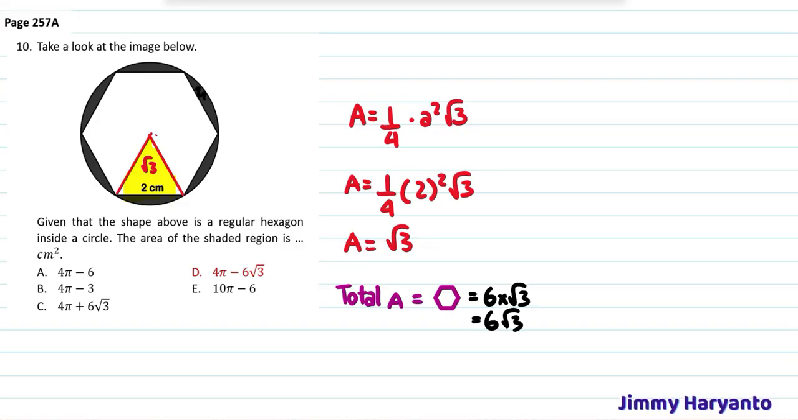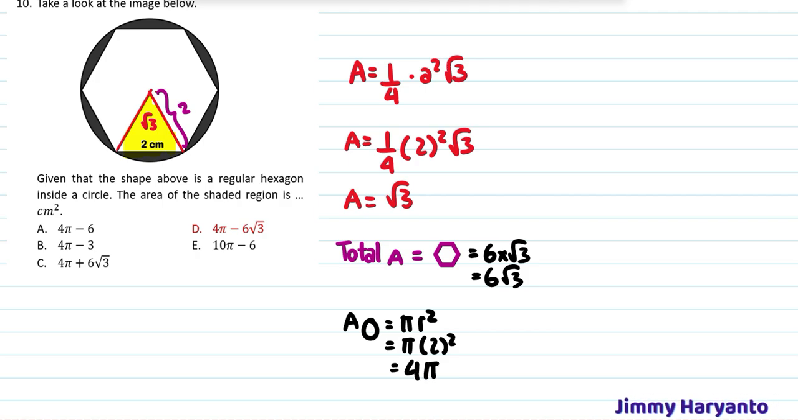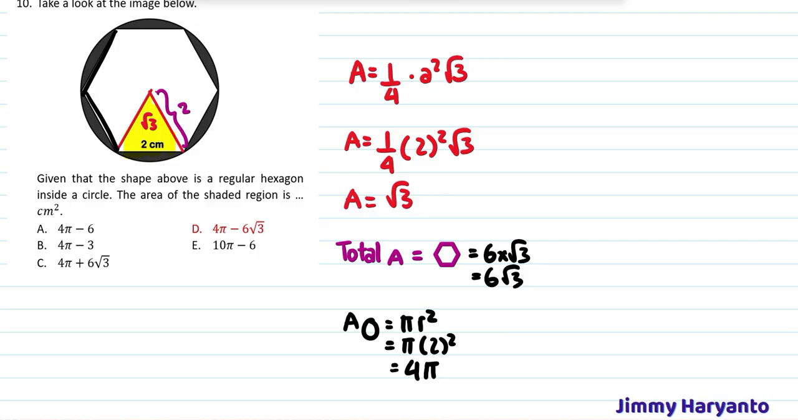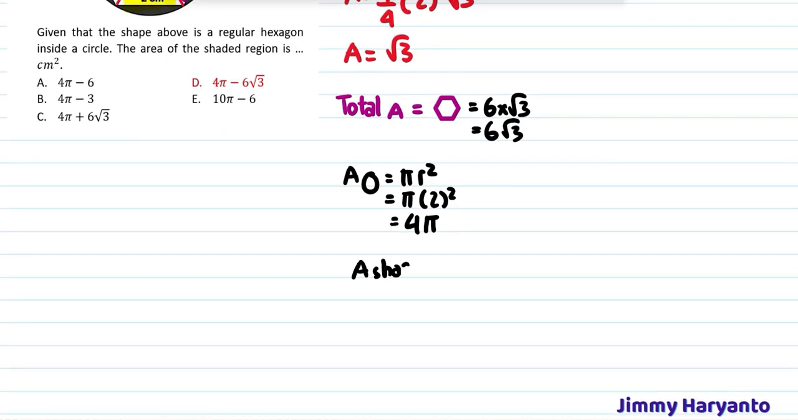Okay, and then to find the shaded area region, you have to find the area of the circle first. The area of the circle is pi r square, and the radius is this one, which is 2. So the area will be pi times 2 square equals to 4 pi. Okay, all of the circle is 4 pi because we cut it. That means we have to subtract. It means the area of the shaded part is 4 pi minus 6 square root of 3. D.